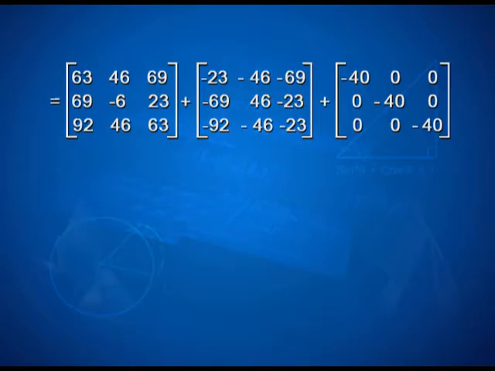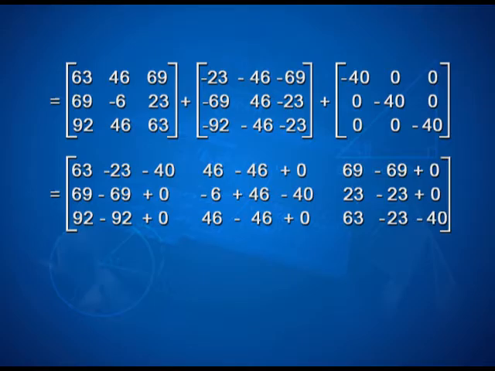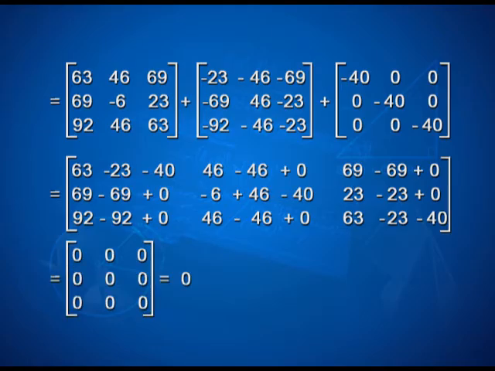This on simplification gives us 63 minus 23 minus 40, 46 minus 46 plus 0, 69 minus 69 plus 0 as elements of the first row; 69 minus 69 plus 0, minus 6 plus 46 minus 40 as the second element of the second row, 23 minus 23 plus 0 as the third element of the second row; 92 minus 92 plus 0 as the first element of the third row, 46 minus 46 plus 0 as the second element of the third row, 63 minus 23 minus 40 as the third element of the third row. On simplification, you get the zero matrix of order 3, hence proved.